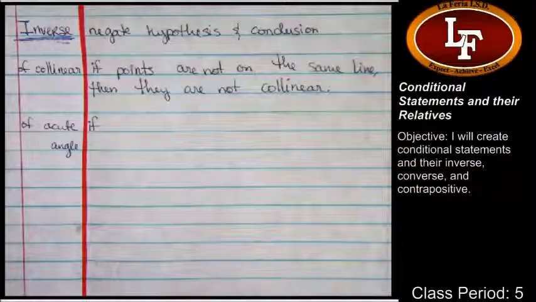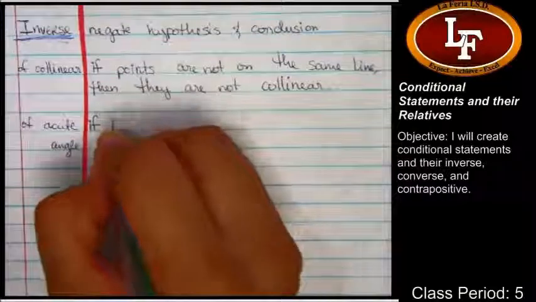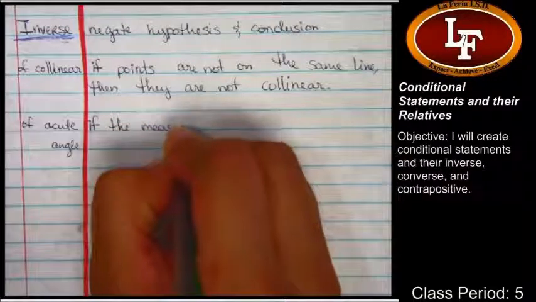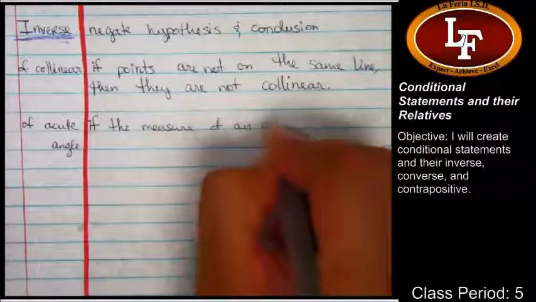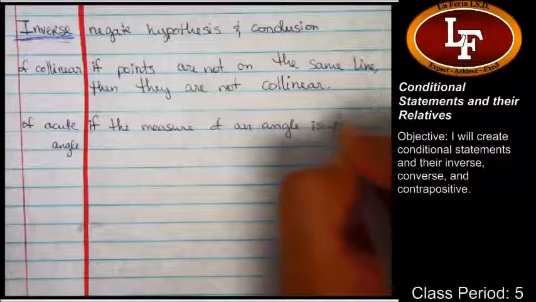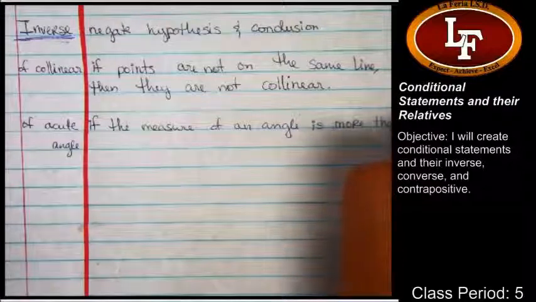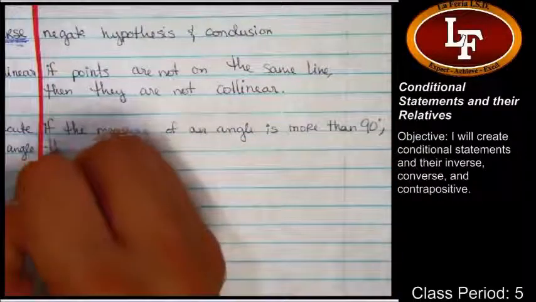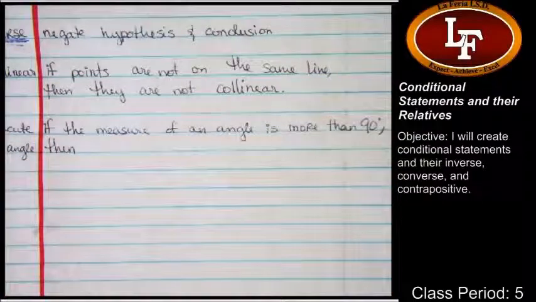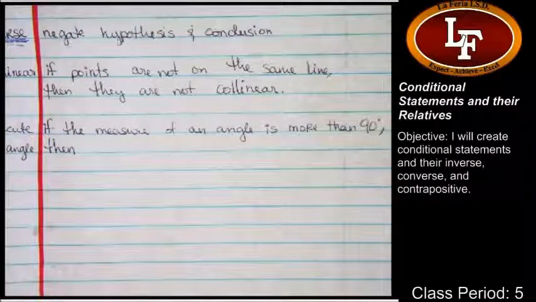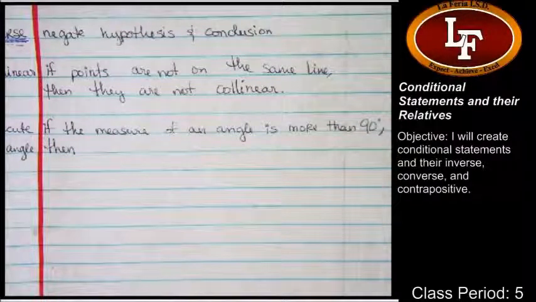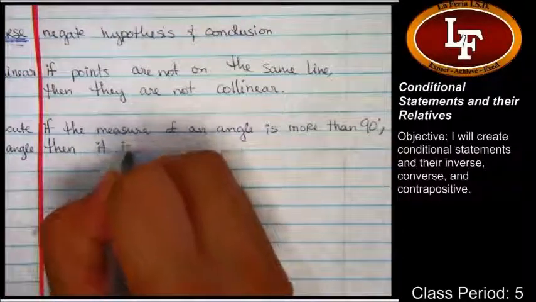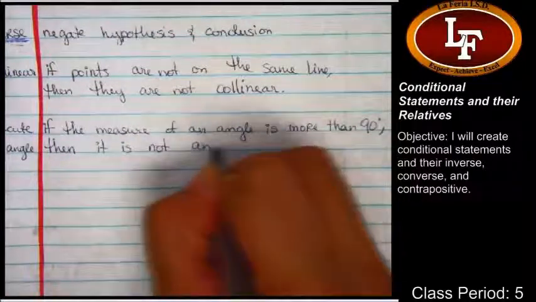More, yeah, I heard a "more" somewhere over here and you mimicked it, yes. So if the measure of an angle is more than 90 degrees, then, what was the original conclusion? We're looking at acute angle. It is an acute angle, so then negate that, you get? It is not. It is not an acute angle.